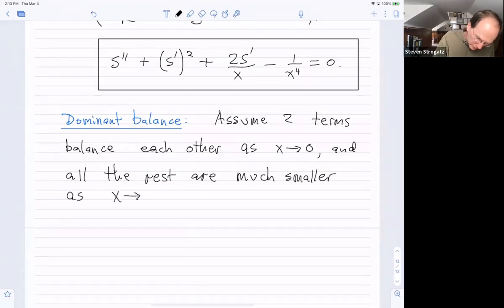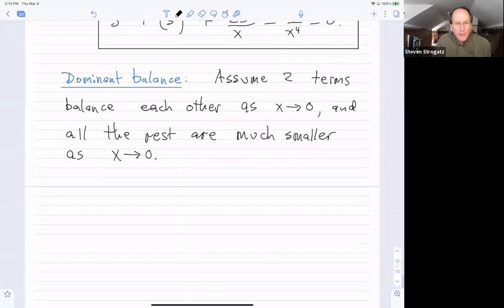As x goes to 0. And so we just try to identify what are those two dominant terms. And we have to check for consistency. So I'll show you a couple ways to do it. Next time I'll show you a graphical way to pick out the dominant balance, but a brute force thing would be you could just try stuff and see what works.